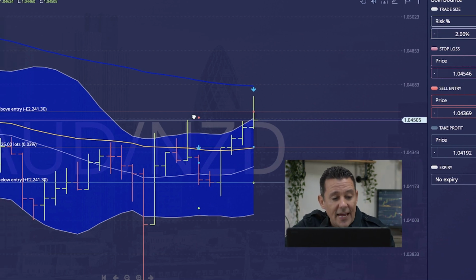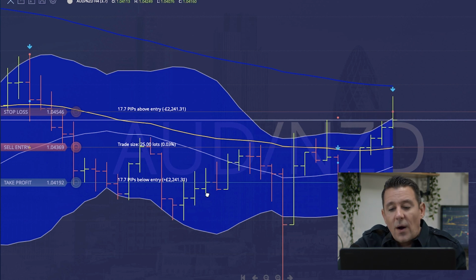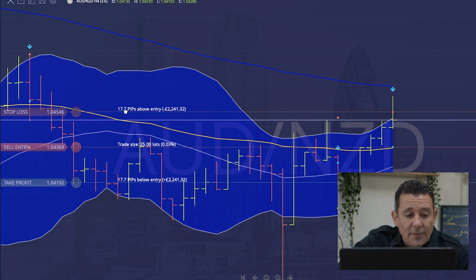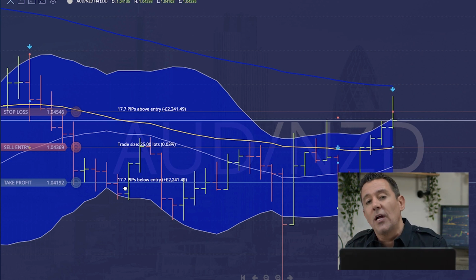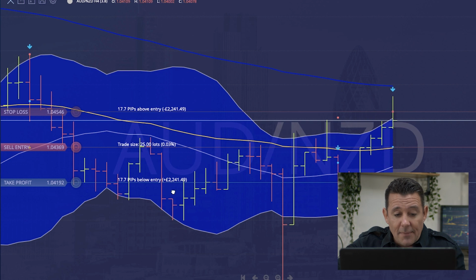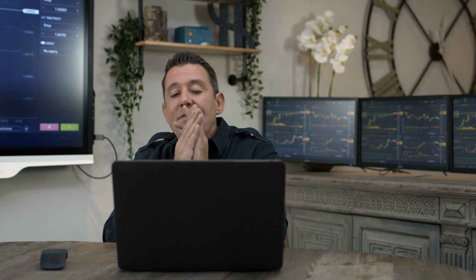So we have our entry here at 1043. We've got our stop at 1045. We've got our take profit at 1041. So here you go. You've got yourself a 17 pip stop. You've got a 17 pip profit target. That is a 1-to-1 reward to risk. We're looking to make maybe £2,500, 2,241. There's nothing to do on this trade but hit the green button.